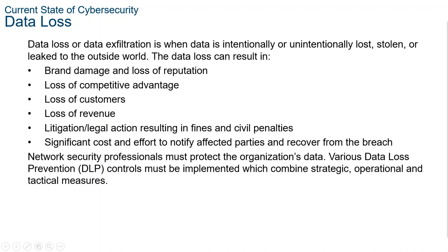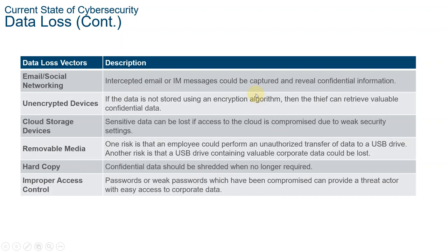So network security professionals must protect the organization's data. So various data loss prevention or DLP controls must be implemented, which combine strategic, operational, and tactical measures. Now these are the common data loss vectors, which are displayed on this table. So this includes email or social networking, unencrypted devices, cloud storage devices, removable media, hard copy, and improper access control.